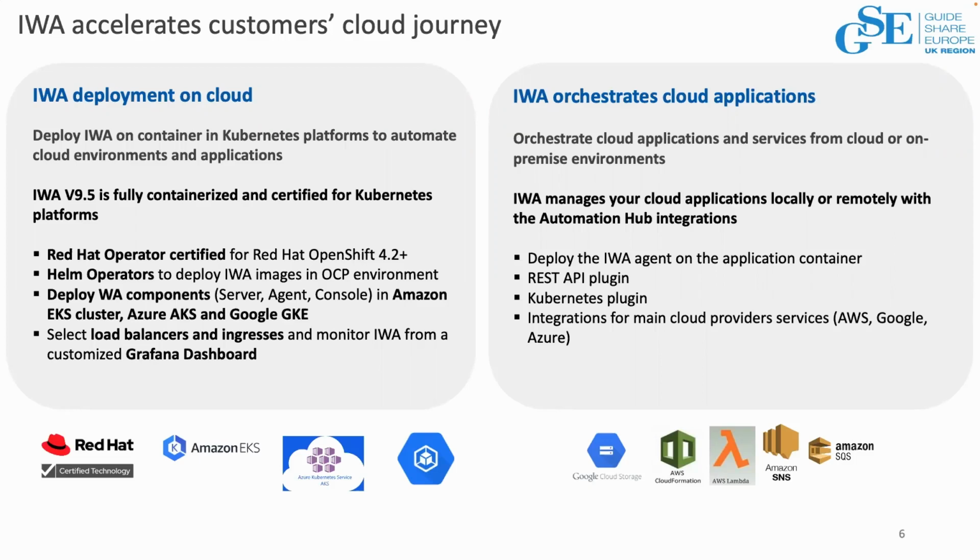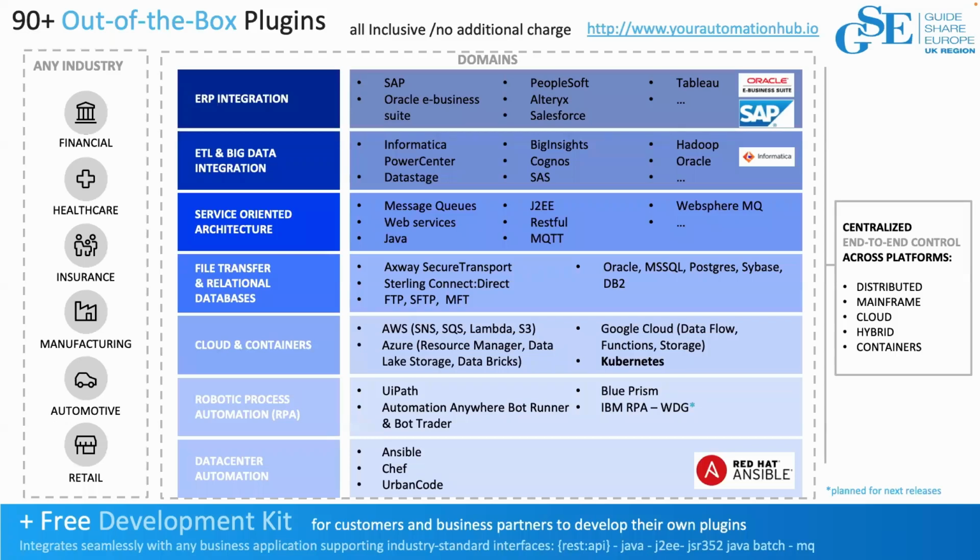So these are the different ways you can manage cloud applications, even from a mainframe engine. Let me talk about our Automation Hub. This is a very important part of our investment. We have a dedicated team to develop plugins, and we deliver new plugins every quarter, since we have a continuous delivery process for those.